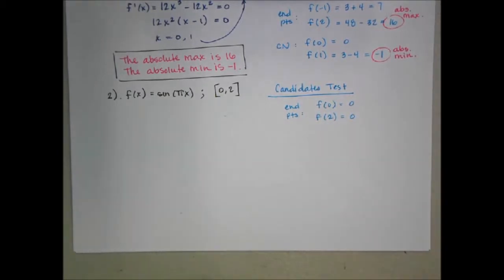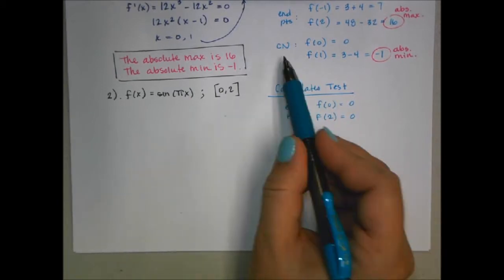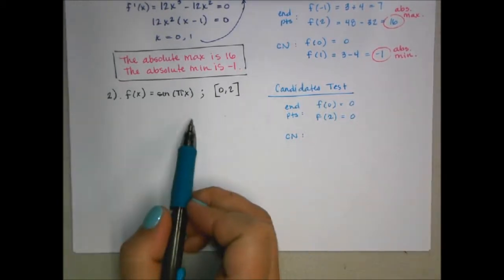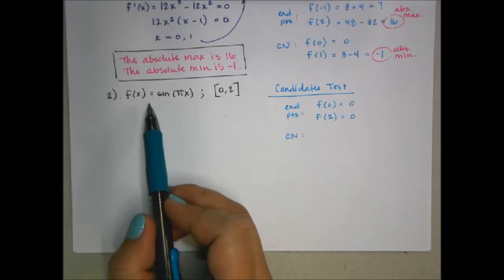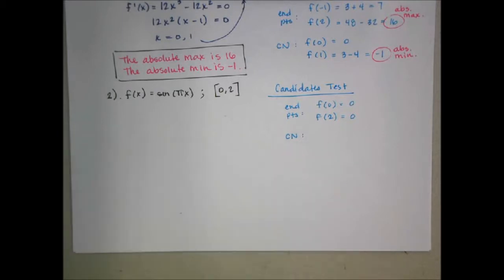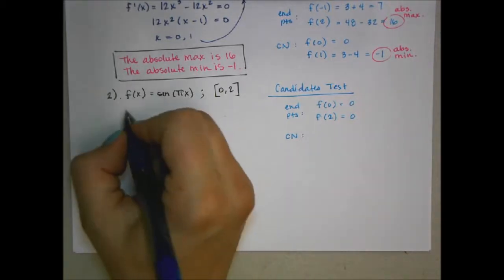So let's go ahead and find our critical numbers. Sine is always a nice, smooth, continuous function, so it is differentiable everywhere. So we're not going to have any critical numbers from that. We're just going to find the zeros of the derivative.